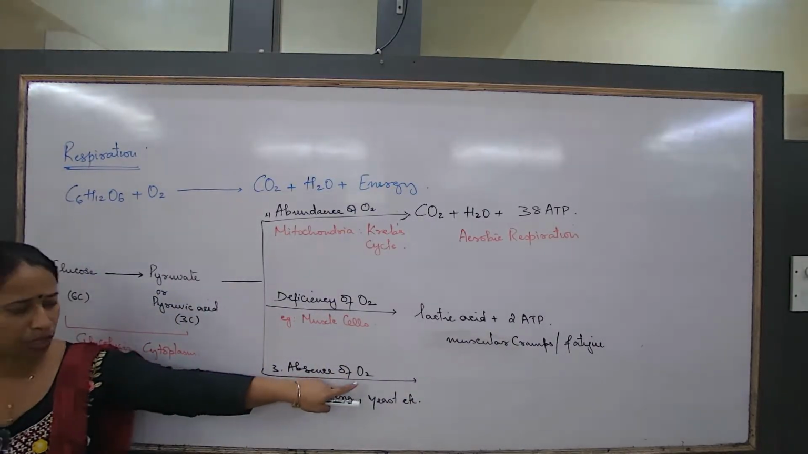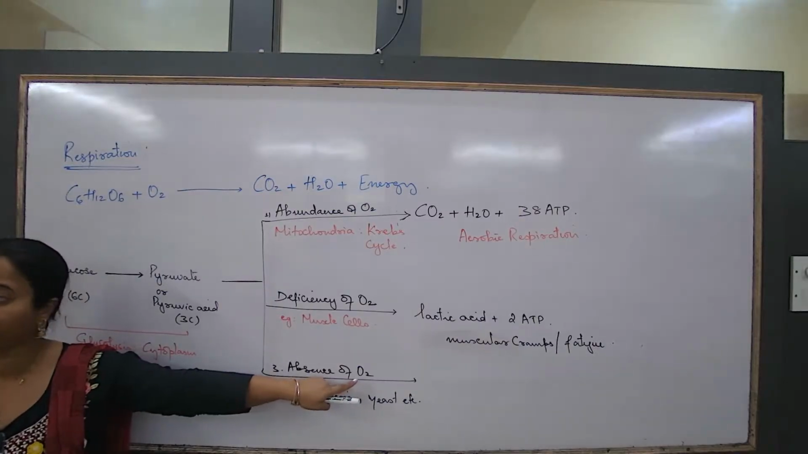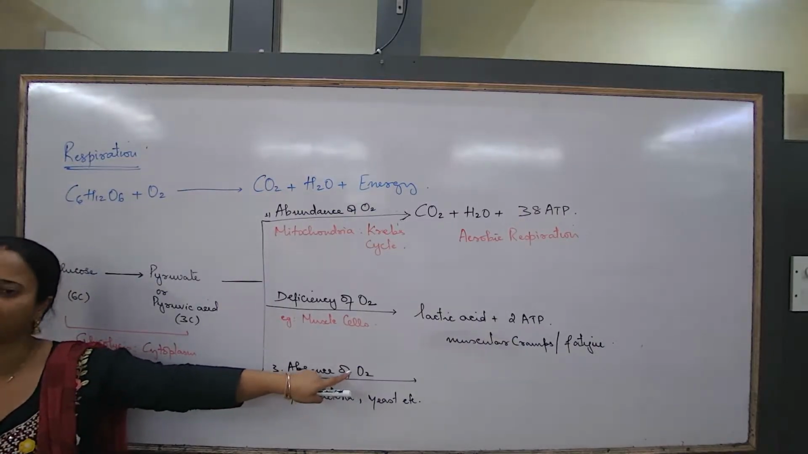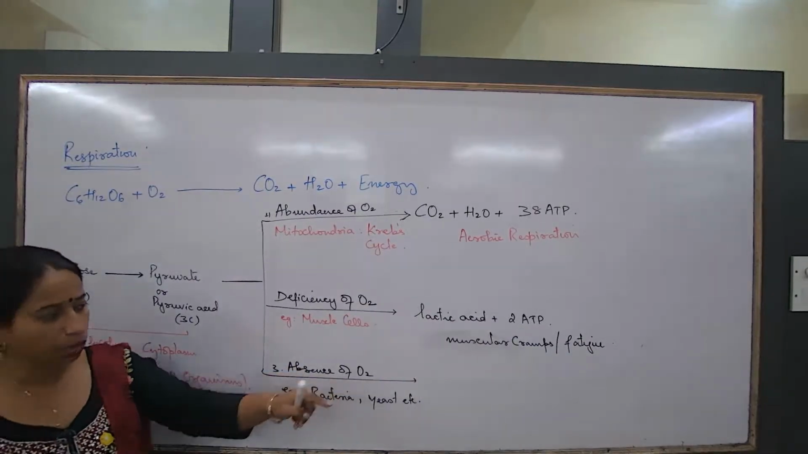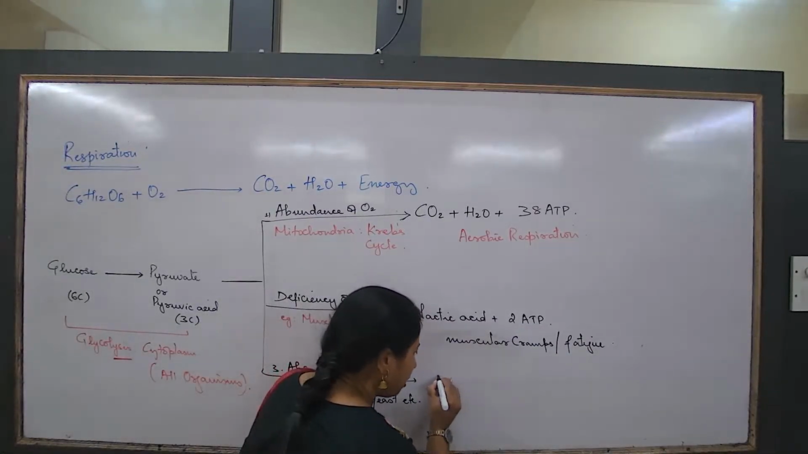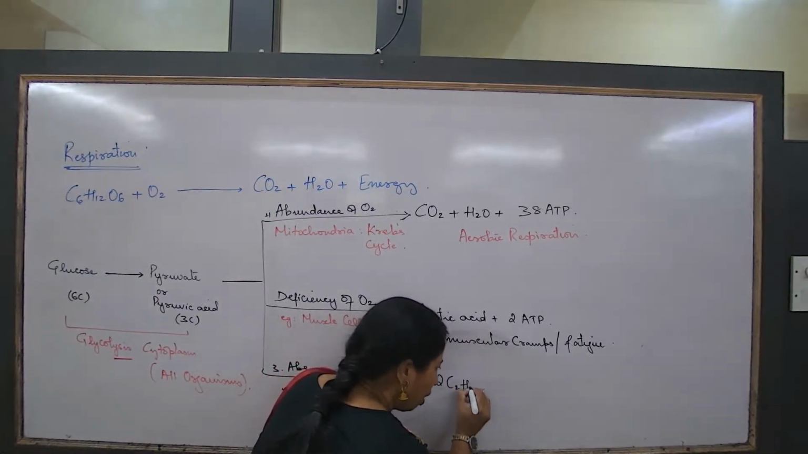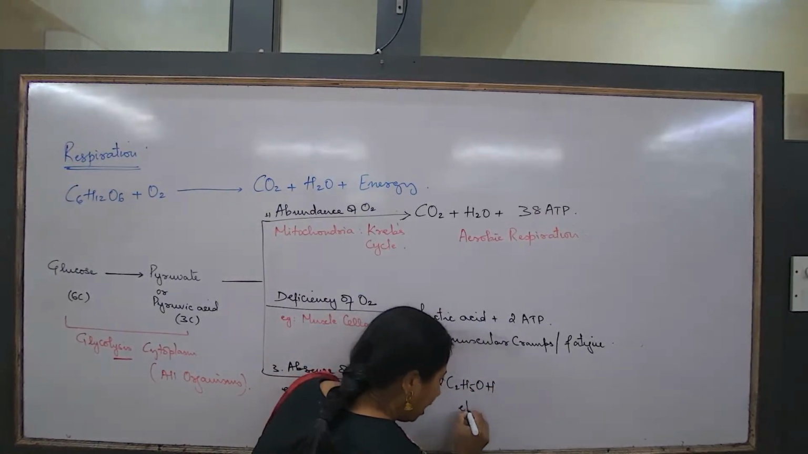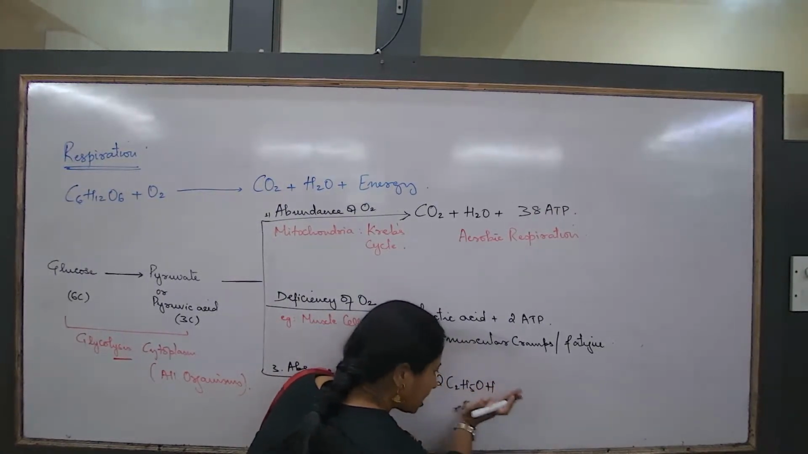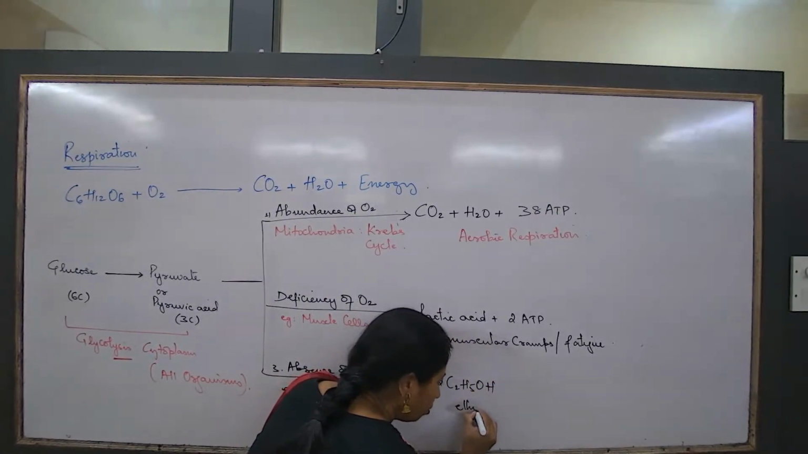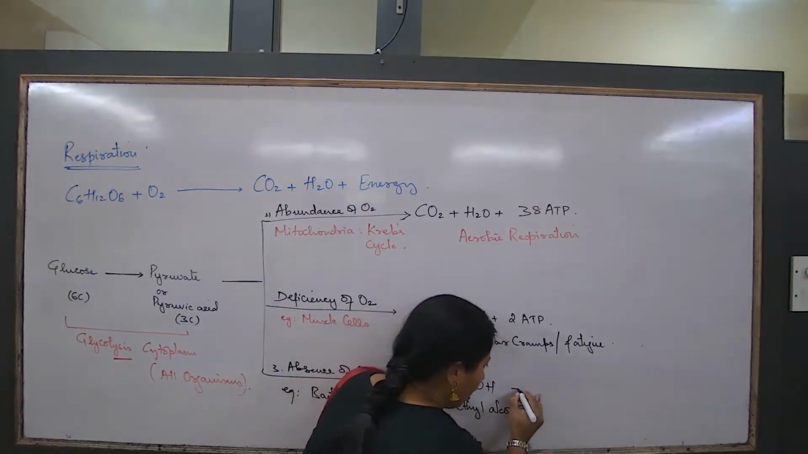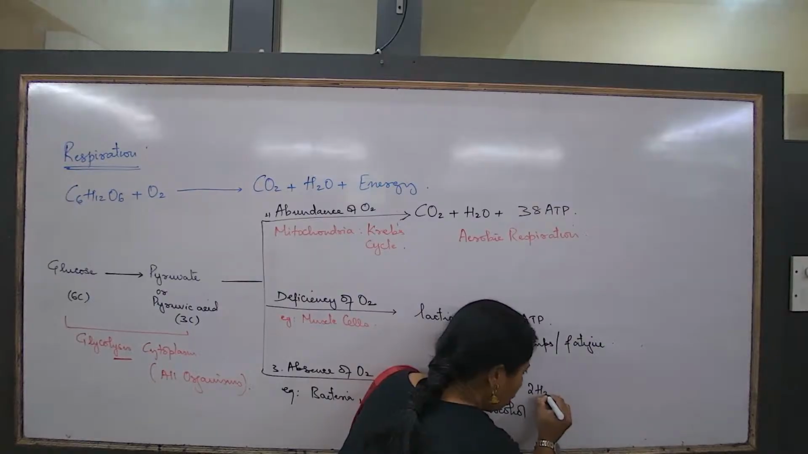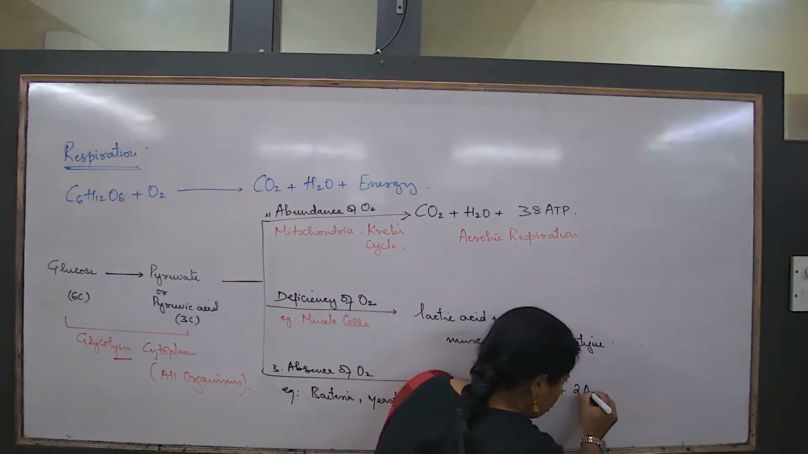So they have absolute absence. That is not a temporary phase where now they don't have oxygen and after some time they may get it. No, absolutely no oxygen. Then what would be the products? The products would be 2 molecules of ethyl alcohol, also known as ethanol, 2 molecules of water, and 2 molecules of ATP.